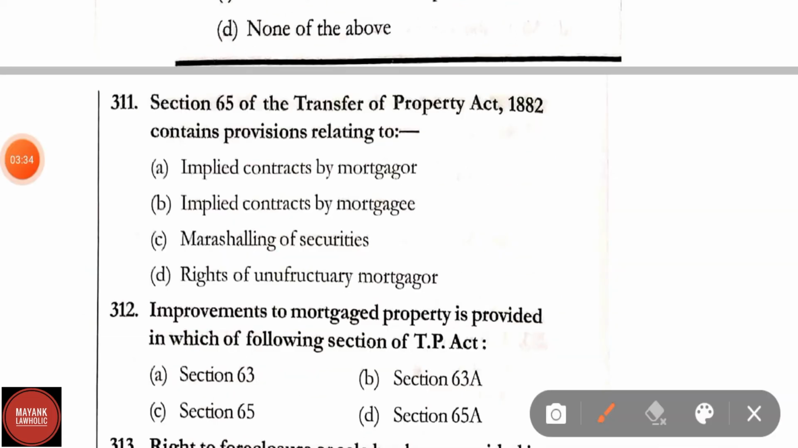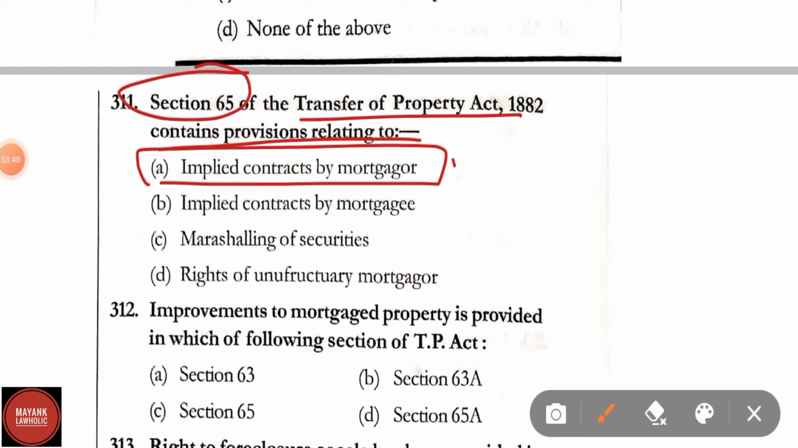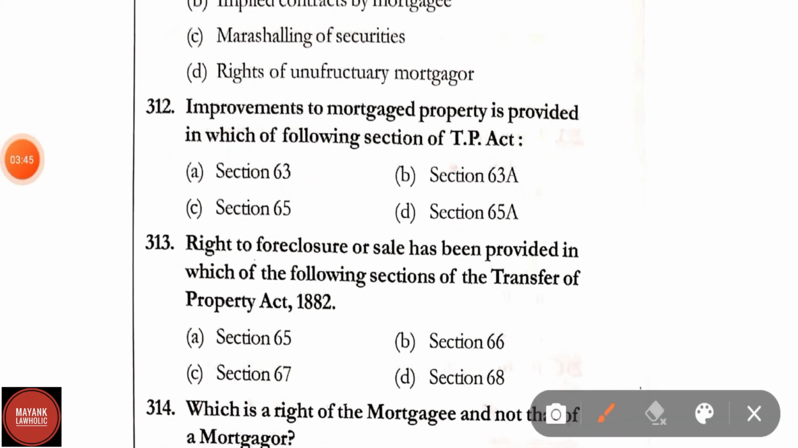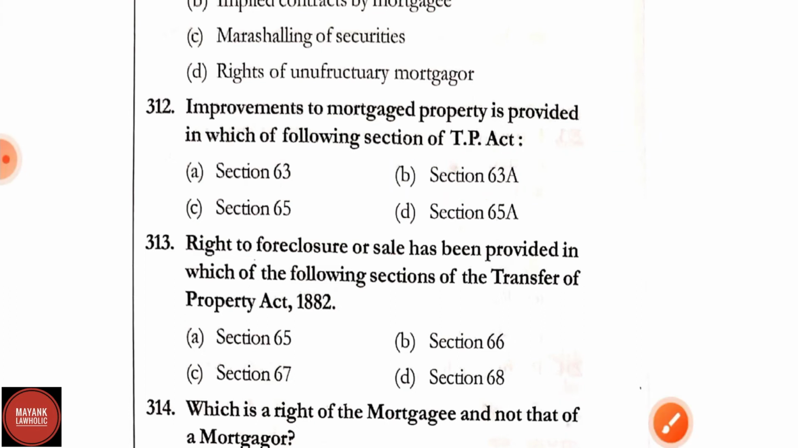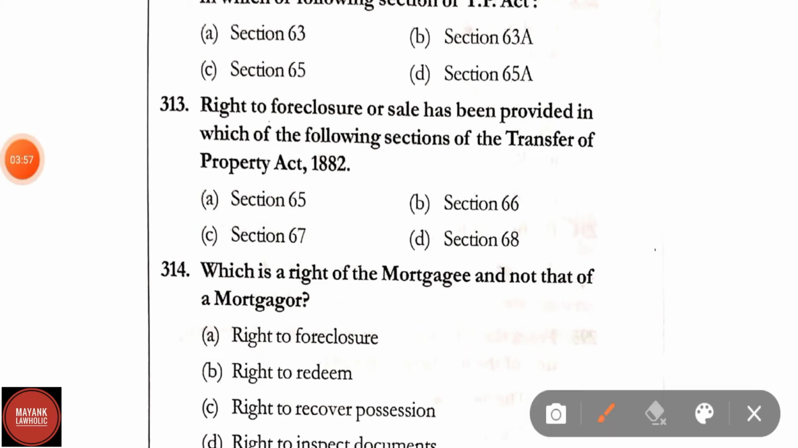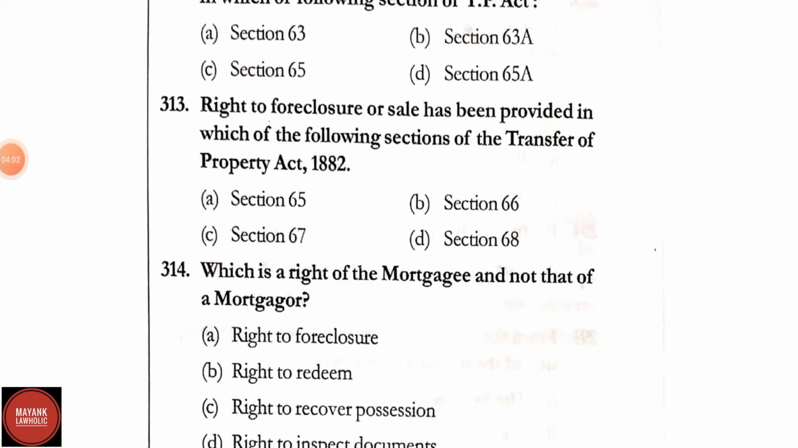Question number 311. Section 65 of the TPA contains provisions relating to implied contracts by the mortgagor. Option A is the correct answer. Question number 312. Improvements to mortgaged property are provided in which section of the TPA? Correct answer is option B, that is section 63A. Question number 313. The right to foreclosure or sale has been provided in which section of the TPA? Correct answer is option C, that is section 67.